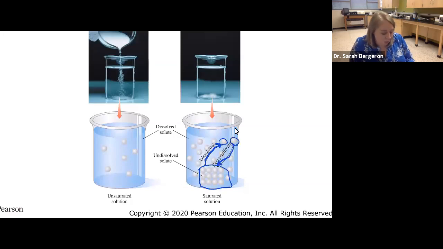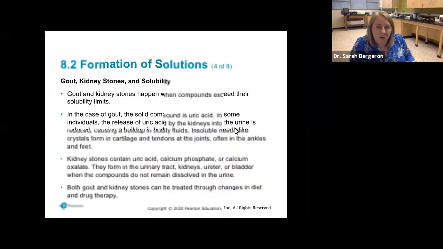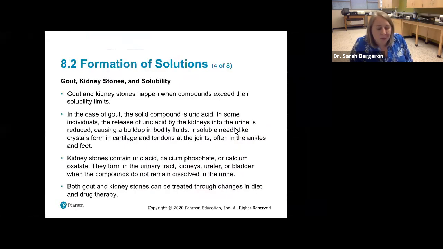And so they'll constantly go through this cycle over and over again. And this is really important inside of our bodies because the concentrations of substances inside of the liquids of our body have to be within certain limits. Otherwise, you get disorders. Gout and kidney stones are two disorders that come from a difference in the number of substances, or number of moles of substances, that are dissolved inside of a solution.